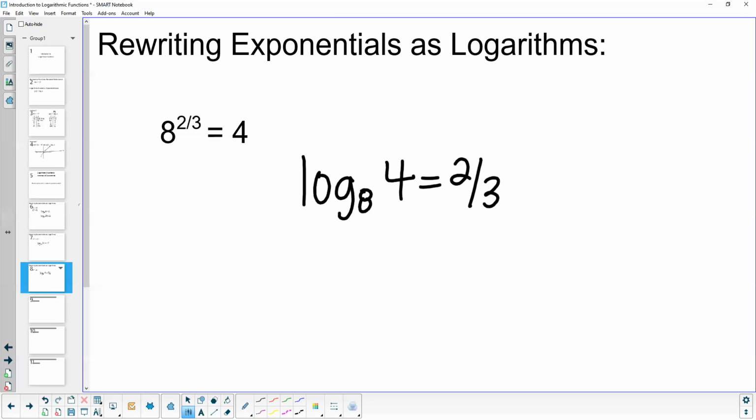Now we can go the other direction and start with a logarithm and rewrite it as an exponential using that same sort of idea. So please check out the next video in which we practice rewriting logarithmic functions as exponentials using that same concept that we did here.